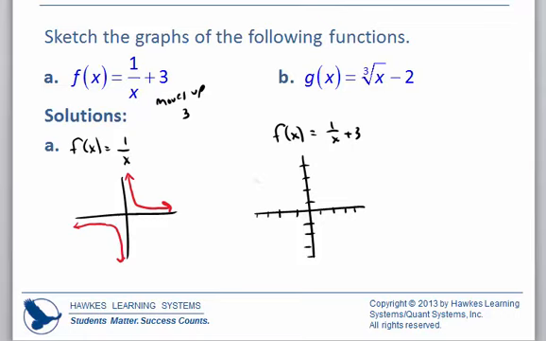And so our graph is going to look maybe something like this for this piece, having moved it up 3. And then maybe something like this for that piece.